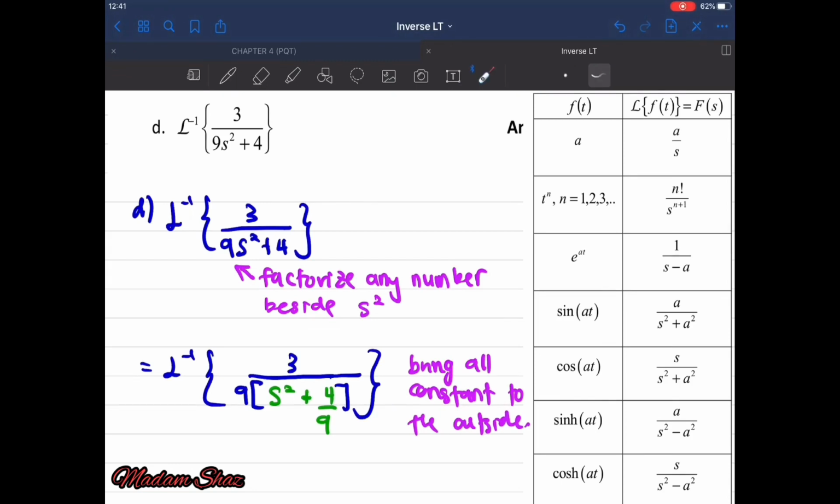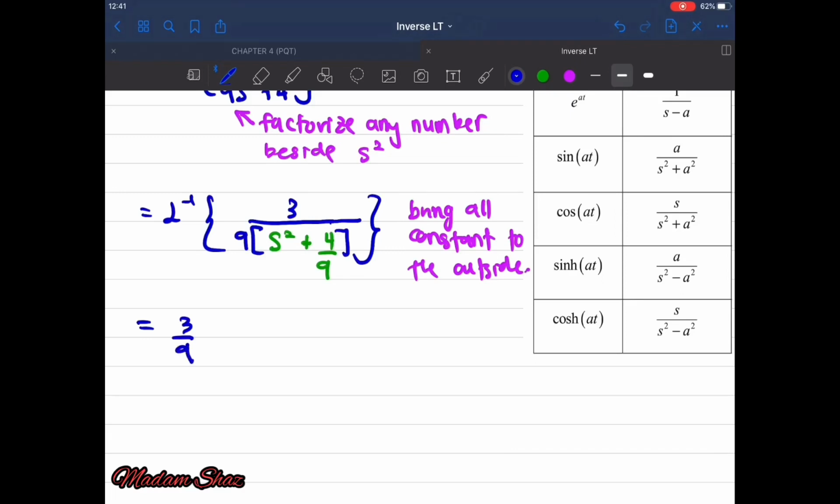For example A and example B, we only bring the constant at the upper side to the front. But now we have two constants, one at the upper side and one at the bottom side. So these two constants you have to bring to the front. The constant that we bring to the front is 3 over 9. 3 over 9 Laplace inverse of 1 over s square plus 4 over 9.